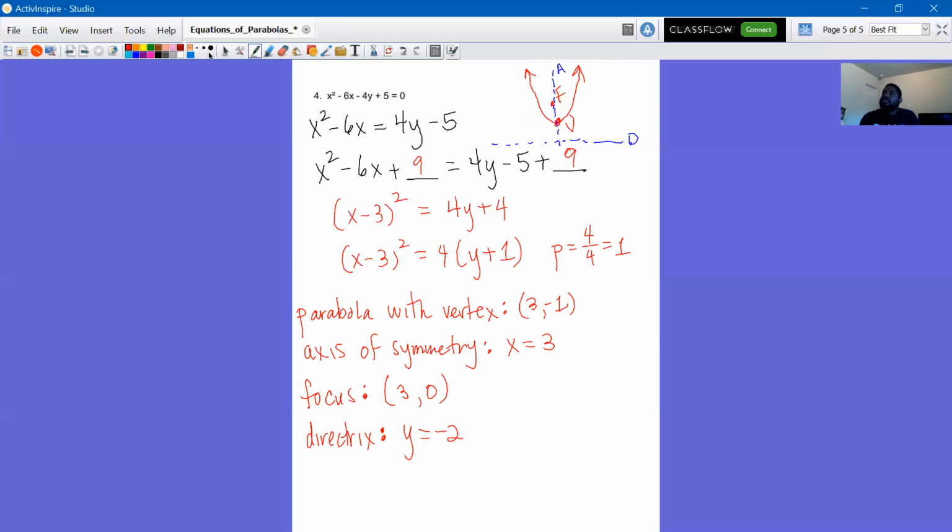So again, to describe a parabola, we'll need to complete the square to write it in standard form, solve for p, and then describe the parabola by finding the vertex, axis of symmetry, focus point, and your equation of the directrix.